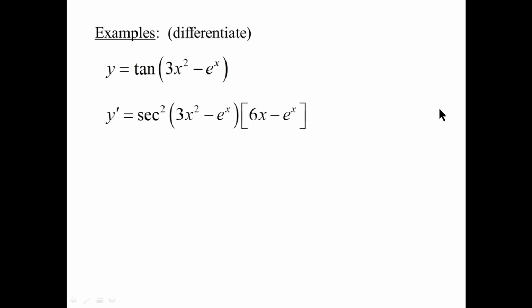Examples, let's differentiate some expressions using our newfound derivative of tangent. Suppose y equals tangent of an argument, 3x squared minus e to the x. Well, y prime will be secant squared of that same argument. The key here is we don't change the argument. However, we do multiply by the derivative of that argument, 6x minus e to the x. And we like to put that out front so that we make it clear where the argument ends.